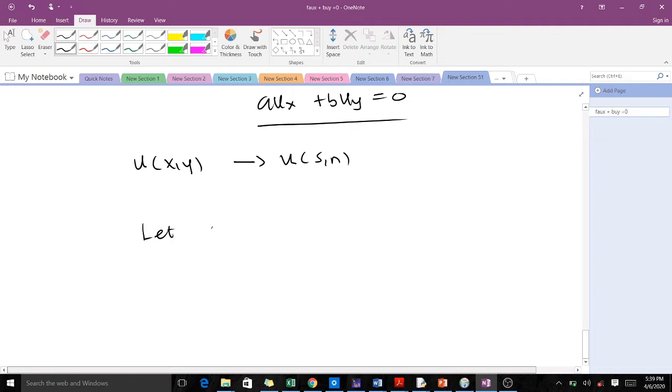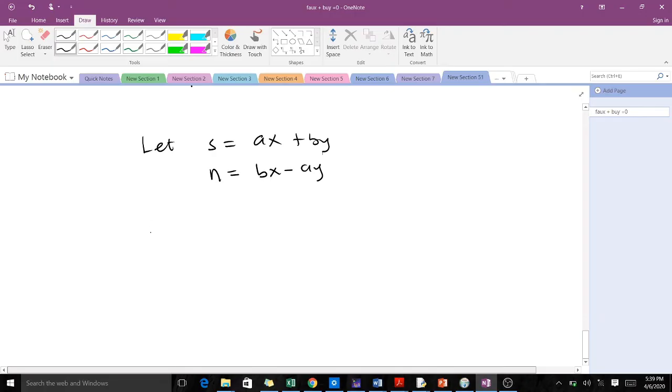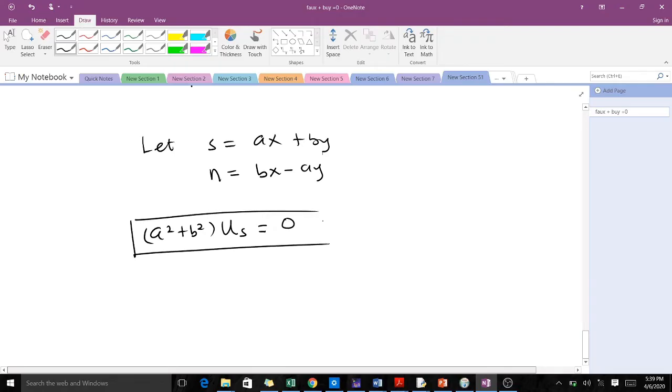So we will let s be given by ax plus by. This is a transformation we use, and we let n be given by bx minus ay. And we get this particular equation, (a squared plus b squared) u_s equals 0, to characterize our partial differential equation. So you realize that our partial differential equation previously depended on x and y, but now depends on just s. So that means we are working in something like an ordinary differential equation form. So we get an ODE to characterize our PDE.